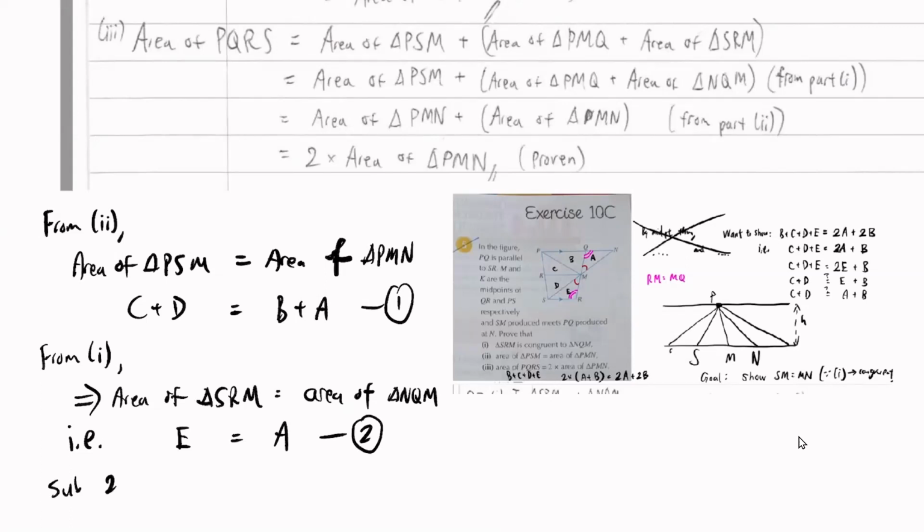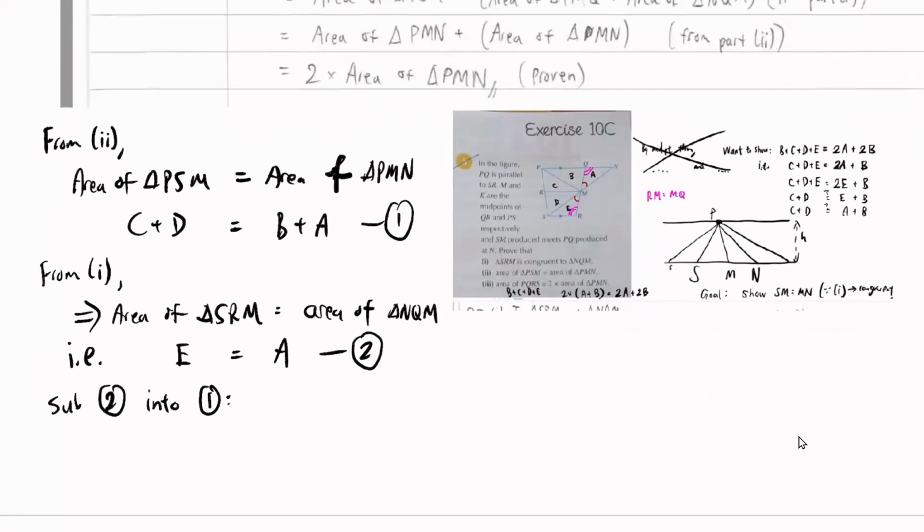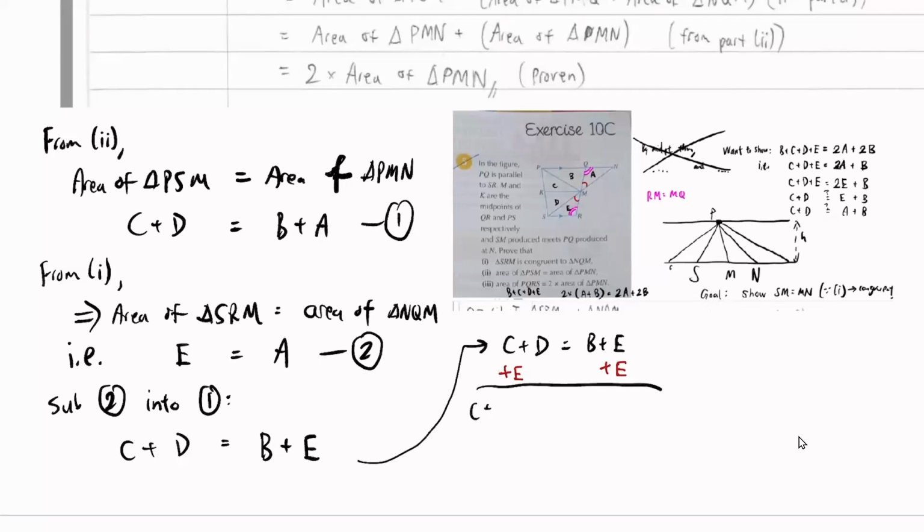Then I can say sub 2 into 1, like simultaneous equations. So I end up with C plus D equals to B plus E. Then after that, I can just do more algebra. Let me just use it over here. C plus D equals to B plus E. So now I can plus E on both sides, which means that I will get C plus D plus E equals to B plus 2E.